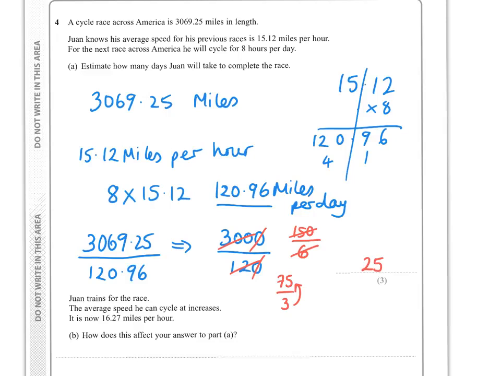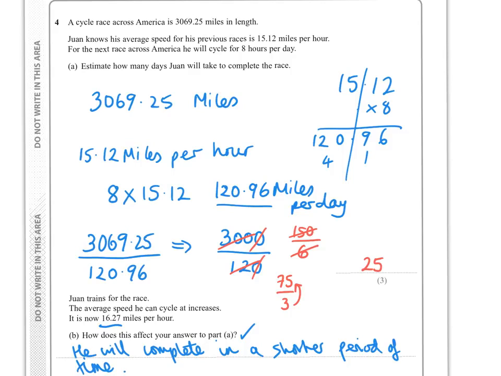For the next part, Juan trains for the race. The average speed he can cycle at increases. It's now 16.27 miles per hour. How does this affect your answer to part A? Well, all you need to say is he will complete it in a shorter period of time, or it won't take him as long this time to complete the race. So something along those lines.